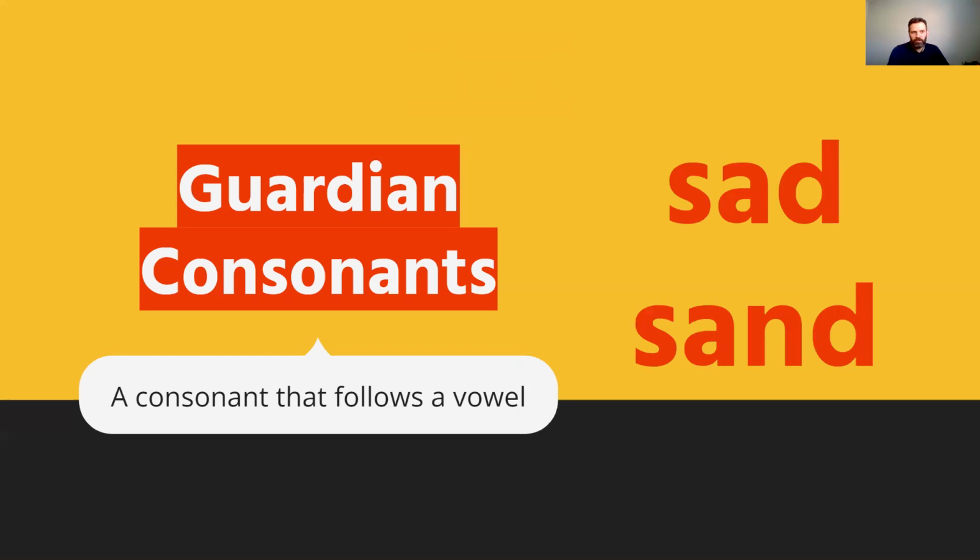So let's look at these 2 words, sad and sand. The word sad has 1 guardian consonant after it, the letter D. The word sand has 2 guardian consonants. It has the N and it has the D. So sand has 2 guardian consonants, but sad has just 1 guardian consonant.